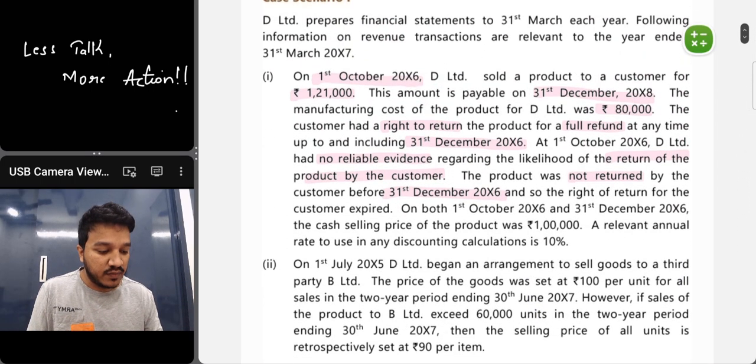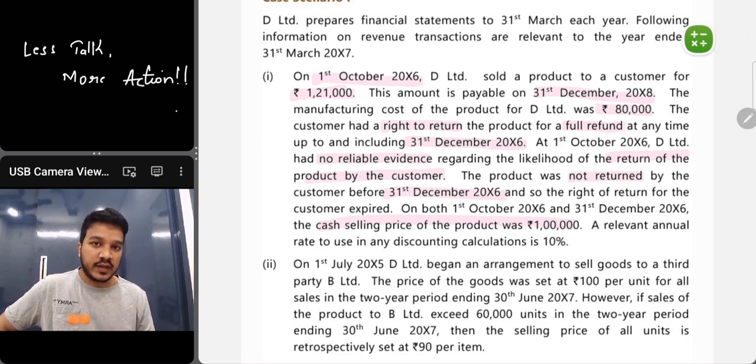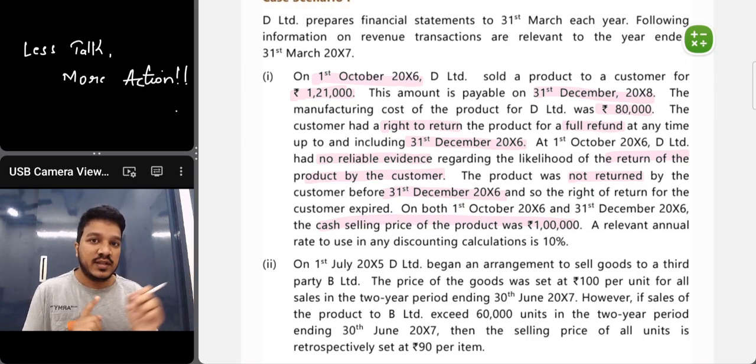यहाँ पे it is selling at 1,21,000. Okay, that is credit sales. And then उसका cash selling price of the product is 1 लाख बोल रहा है. अगर आज का दिन वो payment करता तो 1 लाख is the price. But he is making payment when? After 2 years. So what is the amount? 1,21,000. So 1 लाख से 1,21,000, there's a difference.